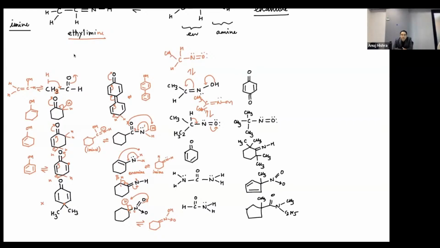Oxime is formed. Next example. This is hydrogen. You can take this hydrogen and send it here. It will become phenol, an aromatic structure. Next example. It is urea.